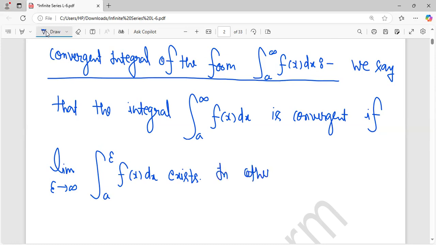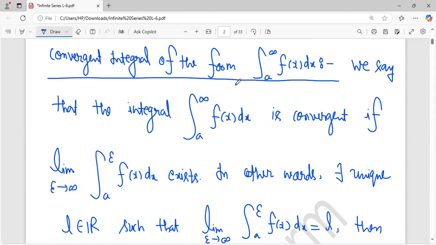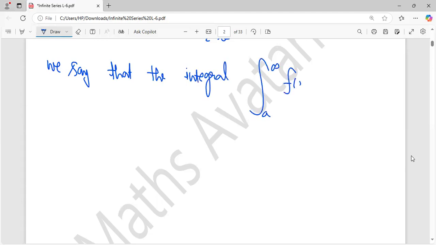In other words, there exists a unique L belonging to R such that the limit as epsilon tends to infinity of the integral a to epsilon f(x) dx is equal to L. Then we say that the integral a to infinity f(x) dx is convergent. Okay. So what is the integral test?